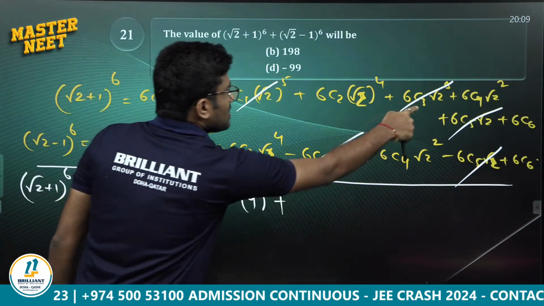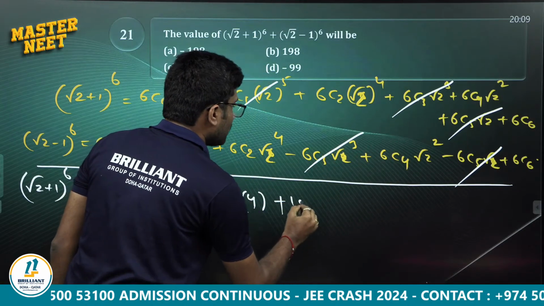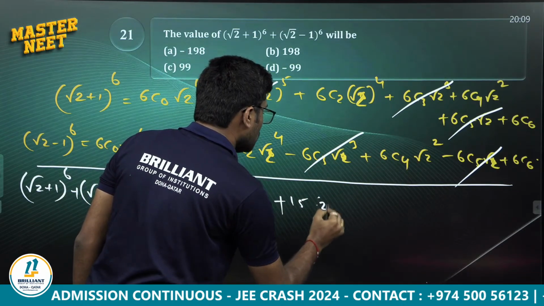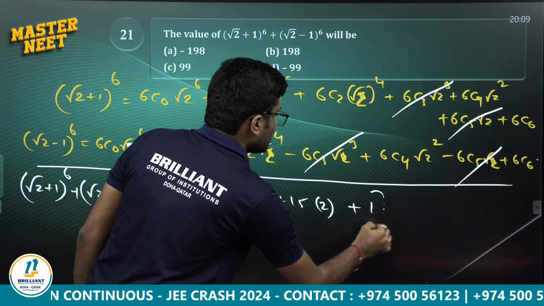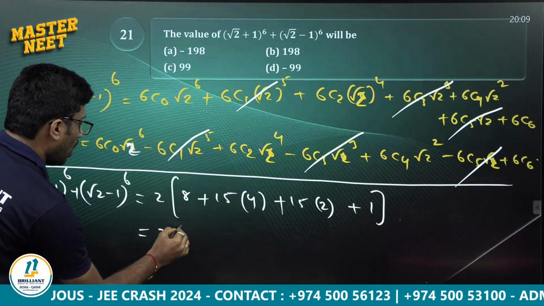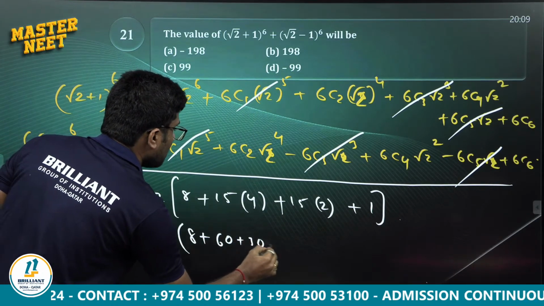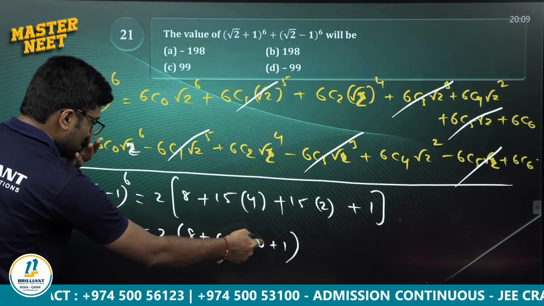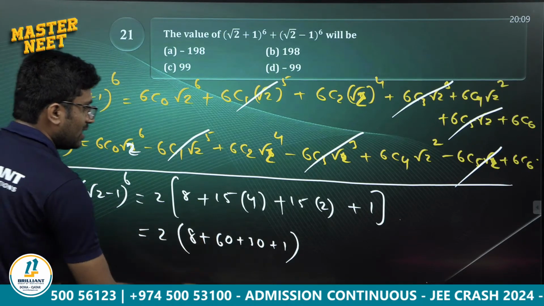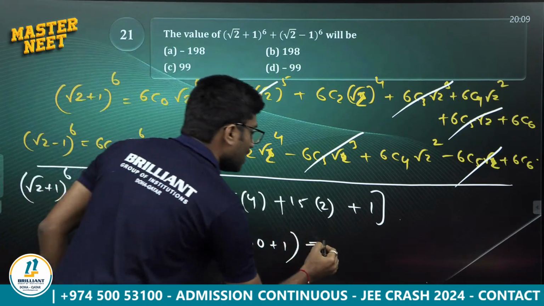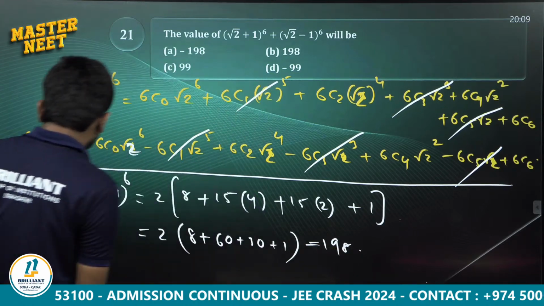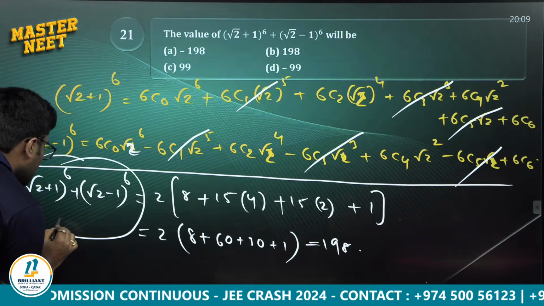Plus 6C4 is also 15. 15 times root 2 power 2 is 2. And last but not least, that is 1. So that becomes 2 of 8 plus 15 into 4 is 60, plus 15 into 2 is 30, plus 1. That becomes 60 plus 30 is 90, 98, 99. 2 into 99, we get 198. Friends, this particular approach we say conjugate binomials.